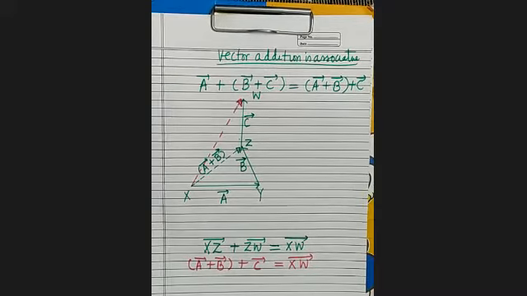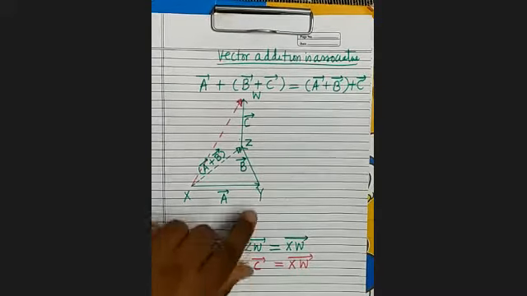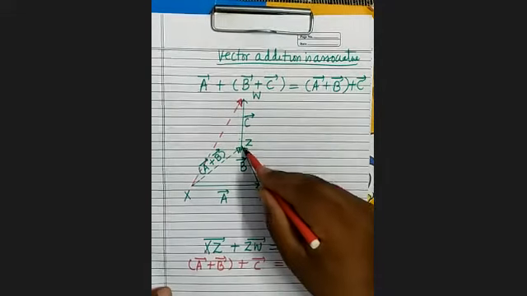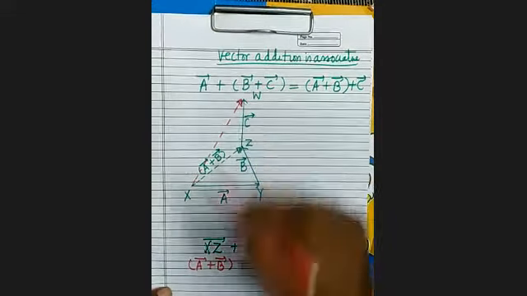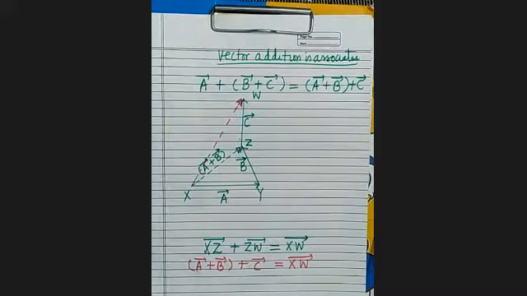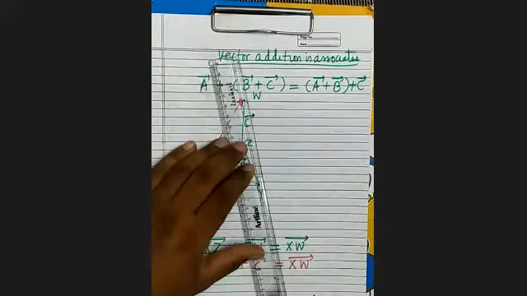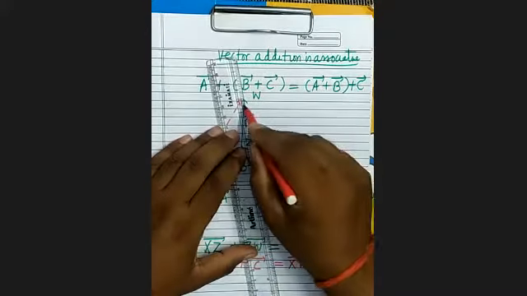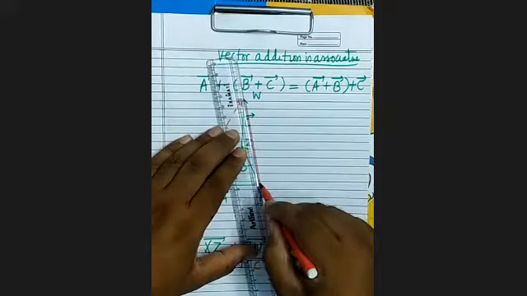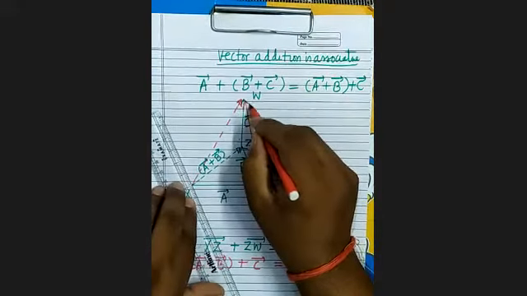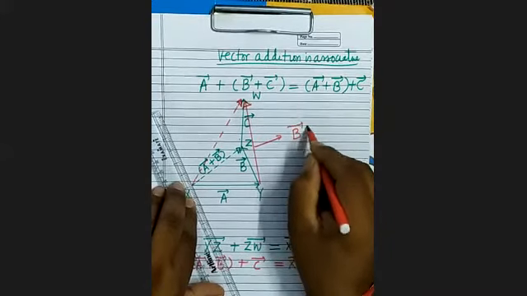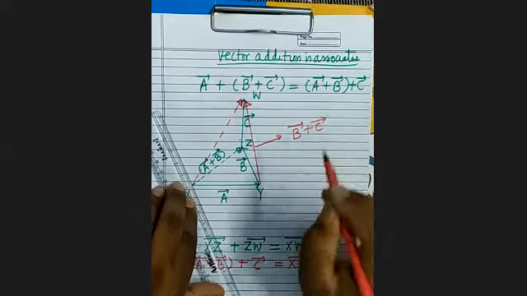Now see here. After this you find vector B plus vector C. That will be vector YZ plus vector ZW. Who can tell? YW. It will be YW. This is representing vector B plus vector C.